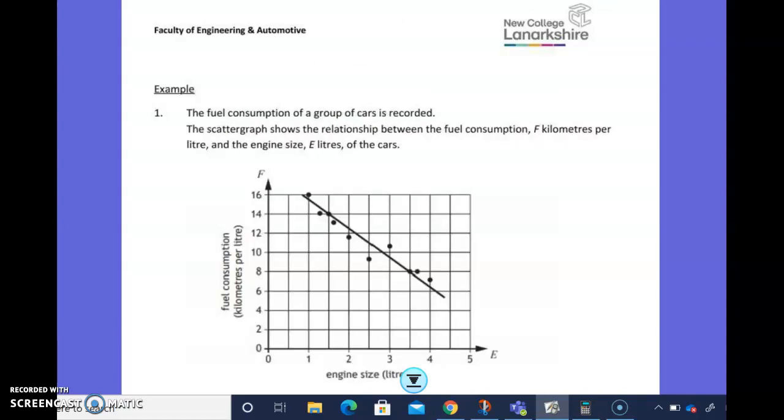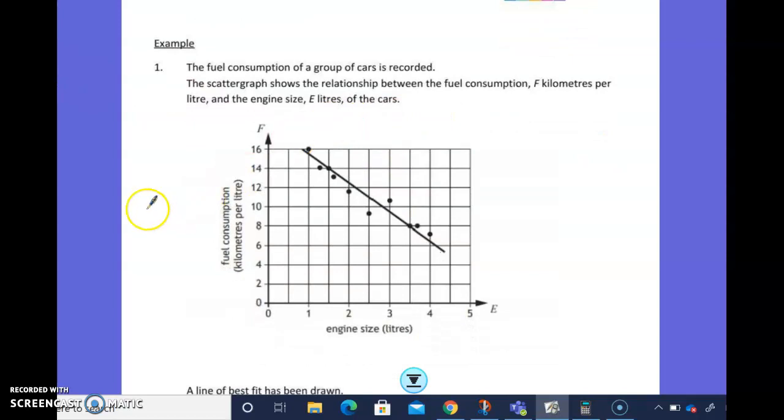I managed to change page there without trying to. Sorry about that. Okay, so if I'm looking at this graph here, there's 2 points that really jump out to me. I've got this point here, which is the point (1.5, 14), and remember when we're looking at coordinate points we always go along first, and this point here, which is the point (3.5, 8). So they're the 2 points that I'm picking out.